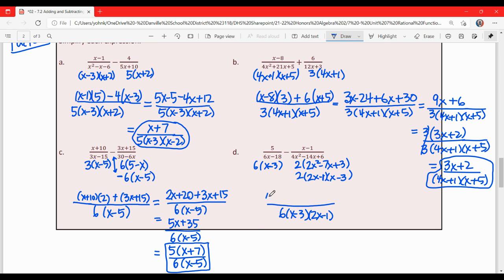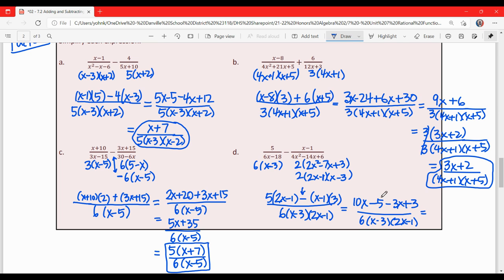All right, so I got a 5 in the top left. Let's see, the 6 is there, the x minus 3 is there, but I need a 2x minus 1. Then there's a minus and an x minus 1. Let's see, I got the 2x minus 1, I got the x minus 3, but my 2 needs to become a 6, so I've got to multiply by 3. All right, so that gives me 10x minus 5 minus 3x plus 3. Make sure you watch that subtraction that you distribute. Then on the bottom we have 6, x minus 3, 2x minus 1.